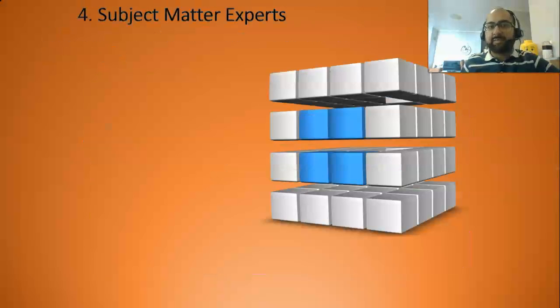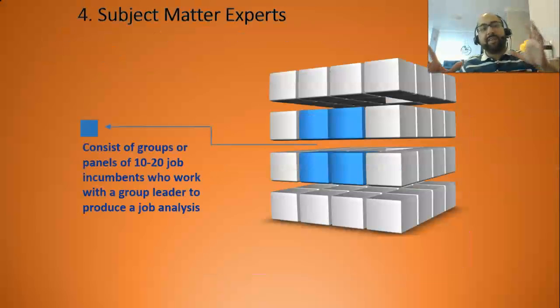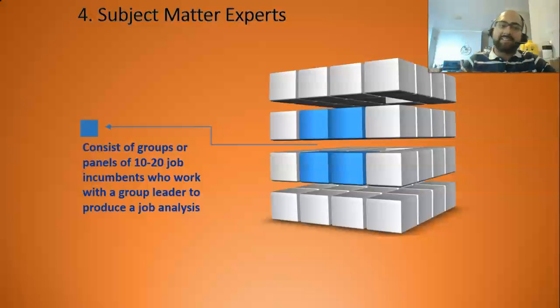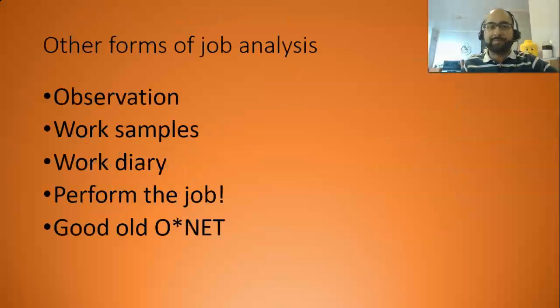And then lastly, class, we have subject matter experts, which are groups or panels of a couple of job incumbents who come together for a day to produce a job analysis. They are given the questionnaire, they're interviewed, they come up with critical incidents, and together work out what goes into the job analysis. So these are the subject matter expert panels. Now, there are other ways to collect job analysis data that are less structured and can help depending on the context. First is observation.